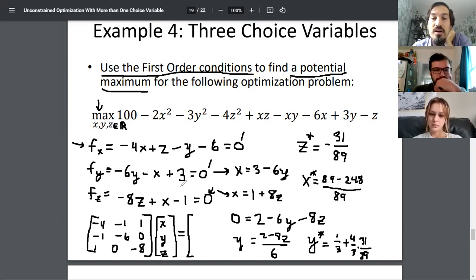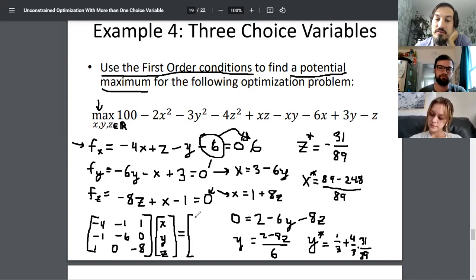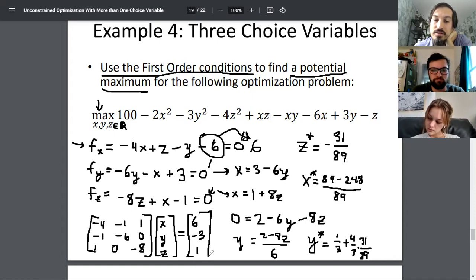We actually need to see what constants would be left over on the other side of the first order condition if we had moved it there. So this -6 here actually becomes a +6. And that's what belongs here if we were to write it this way. This 3 becomes a -3. And this 1 becomes a +1. So this is actually the way to write this system of equations in a way that could use Cramer's rule.